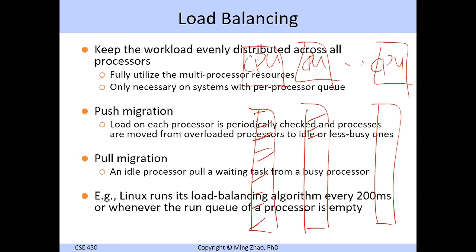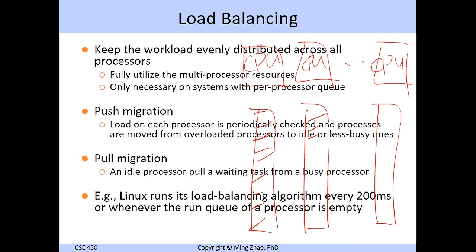It's not expensive, but the problem is that whenever pull migration happens, that means we already have an idle processor, and while we are doing the migration, we are already wasting CPU cycles. So we want to avoid pull migration as much as possible, but we still need it just in case push migration does not work perfectly.